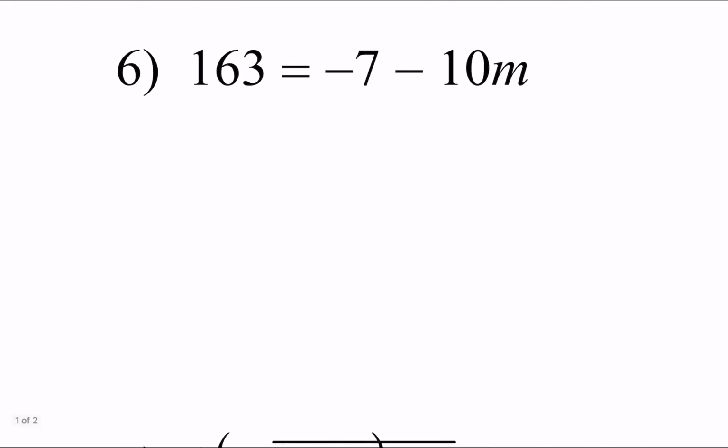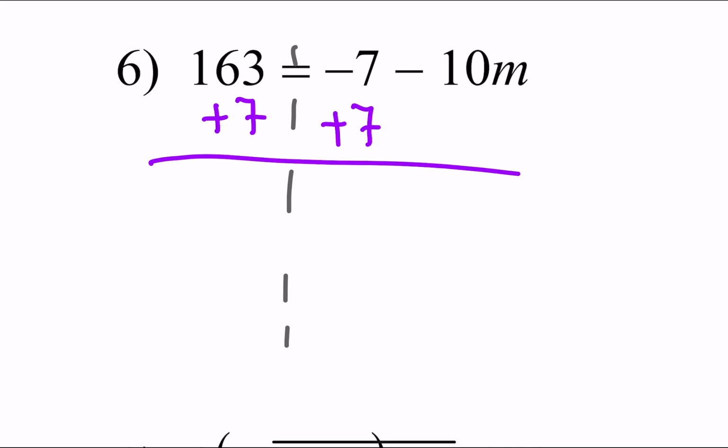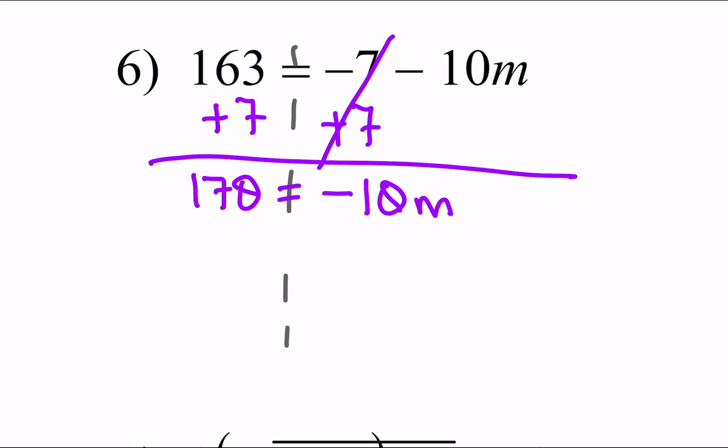Next up, we have 163 equals negative 7 minus 10m. We're going to add that 7 first, because you want to get rid of any adding or subtracting first. This gives us 170. The 7s cancel out. We're left with a negative 10m. So be careful. That whole thing comes down.